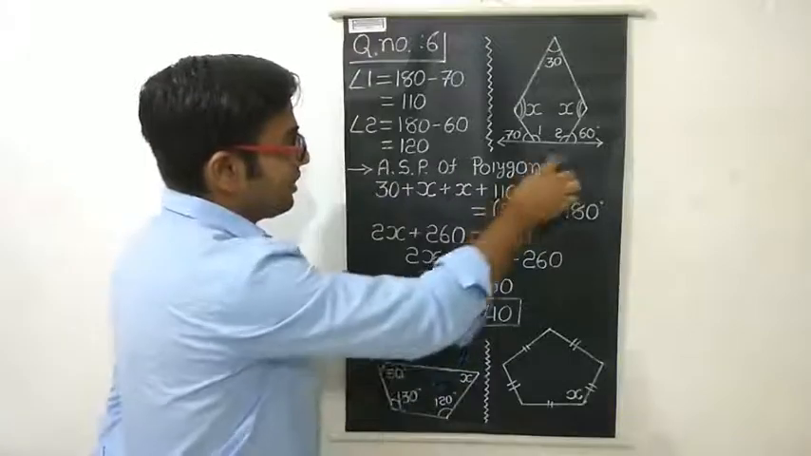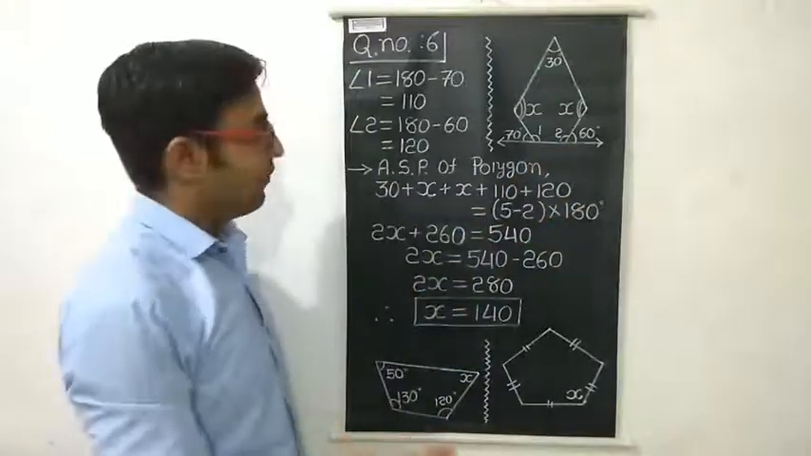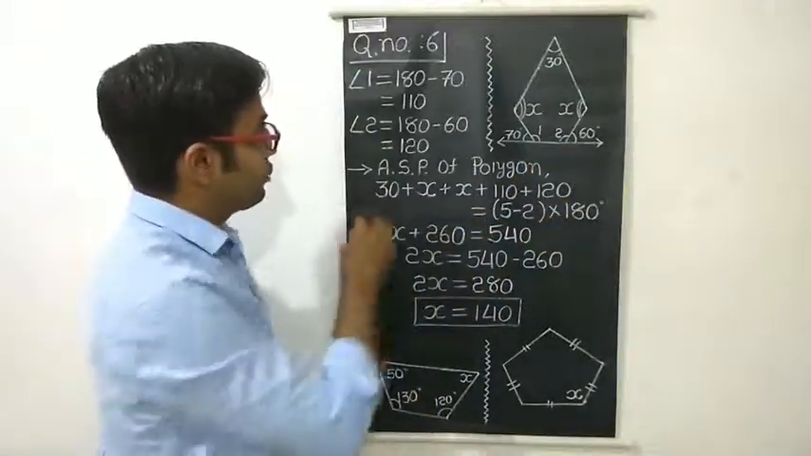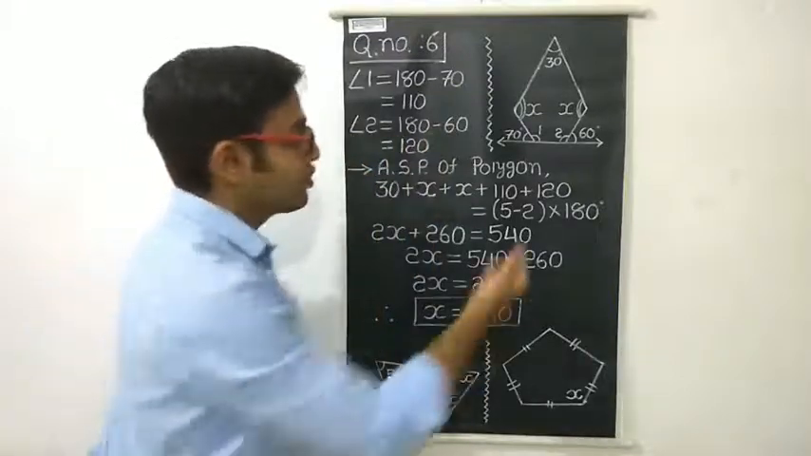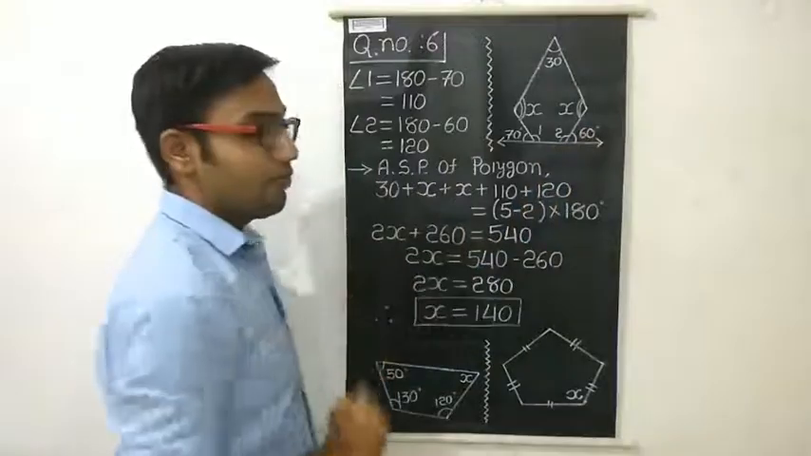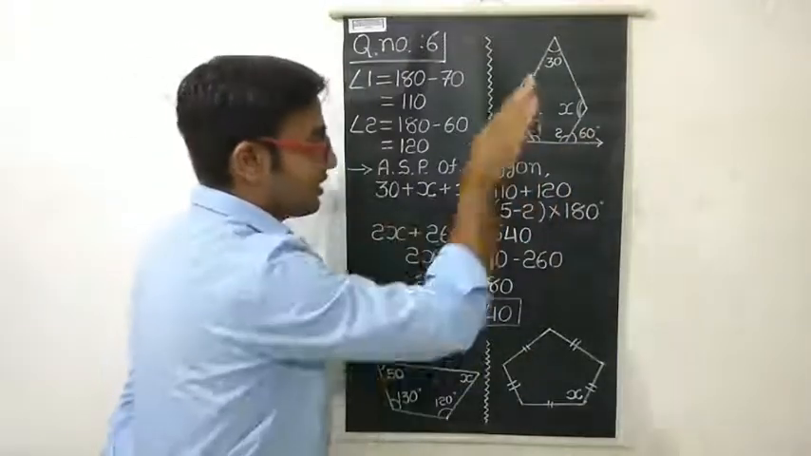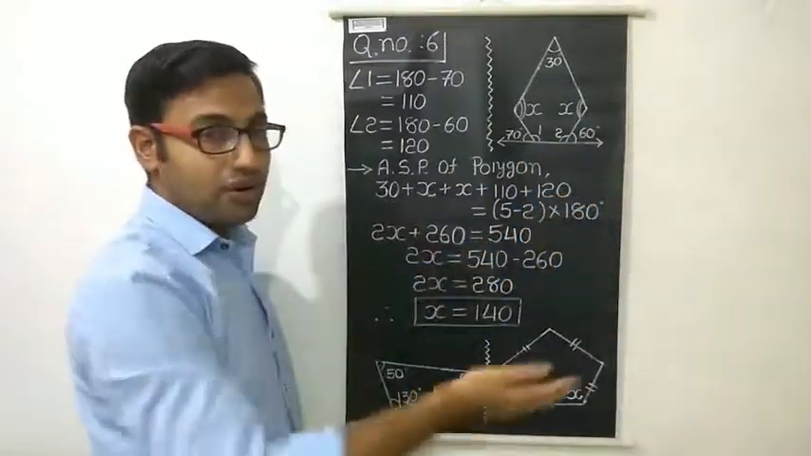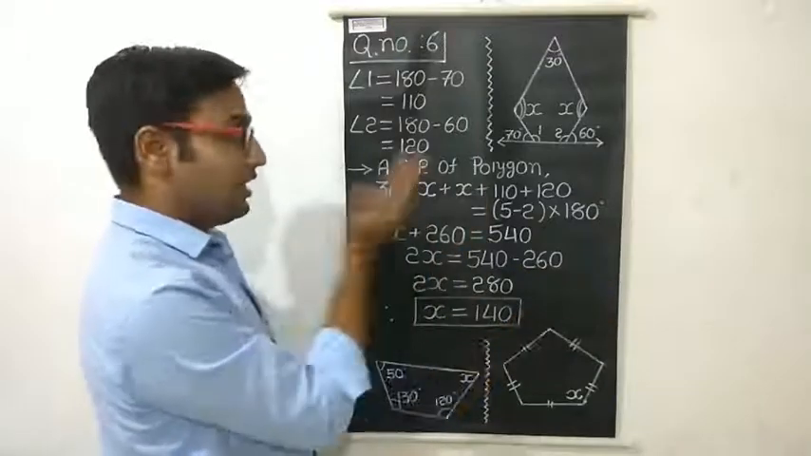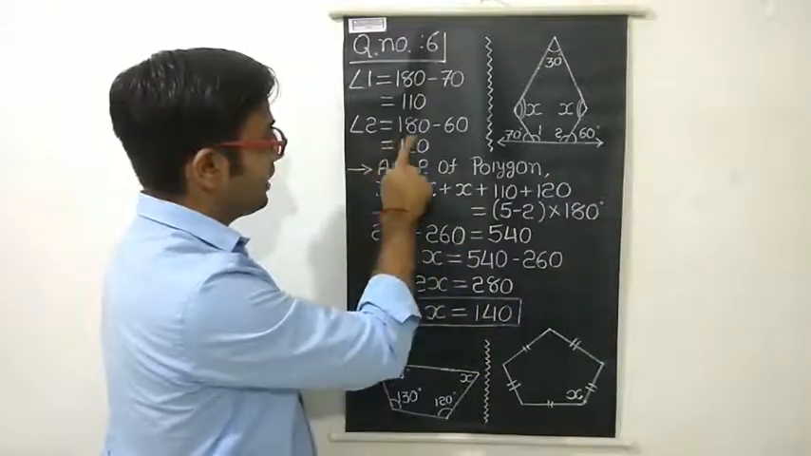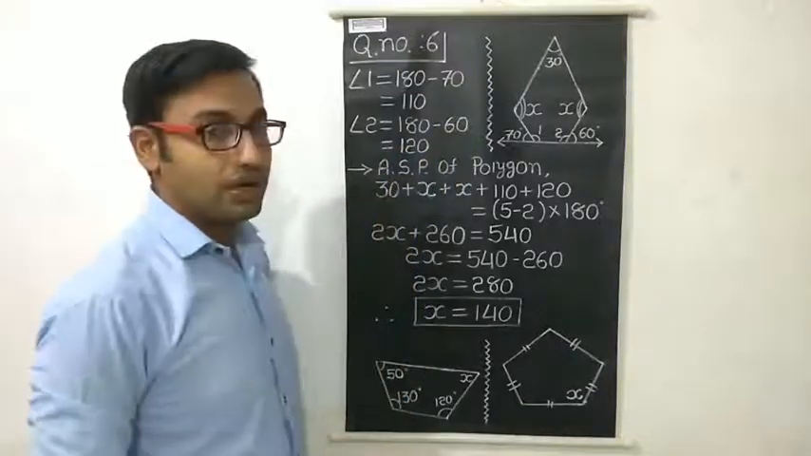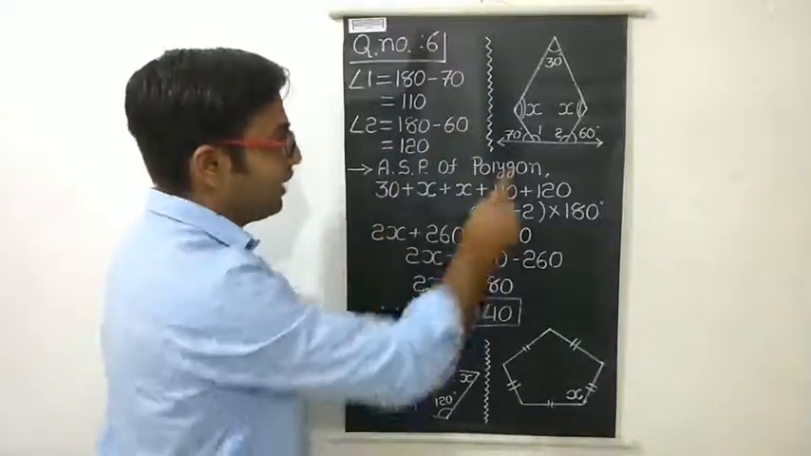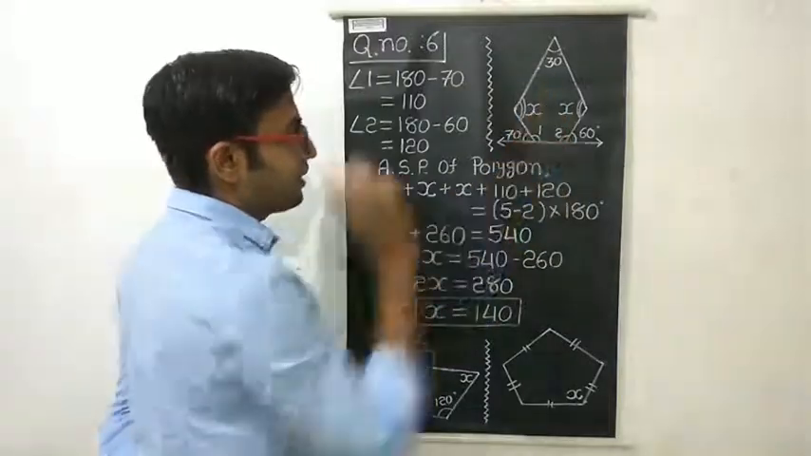In the same way, this angle 2 we can also find out using the linear pair. So angle 2 is equal to 180 minus 60, because the total angle must be 180 degrees. Out of that, 60 degrees is the exterior angle, so the interior angle is 180 minus 60. So here we get 120. Now we have angle 1, angle 2 and this angle.